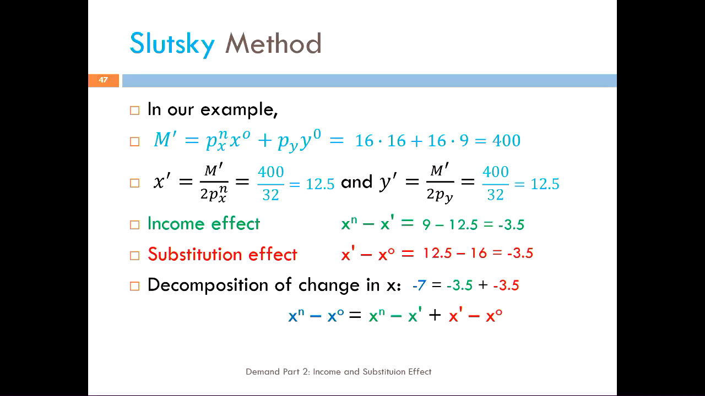But you can see the Slutsky method split the change of quantity demanded equally into the income and substitution effects, minus 3.5 each. All right, so notice that all three methods split the change of quantity demanded into the income and substitution effects slightly differently. So it depends on which method you actually use. The Hicks method and the Calder variant are more pure, but this one is better in practice for applied work because it uses observable data.